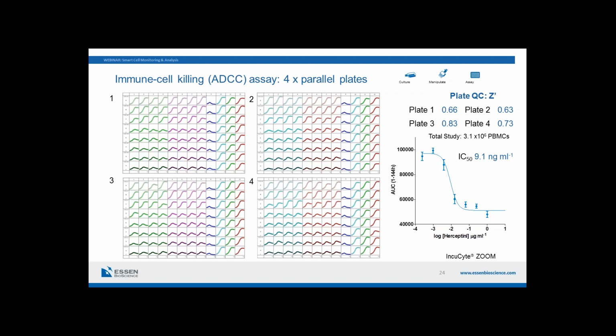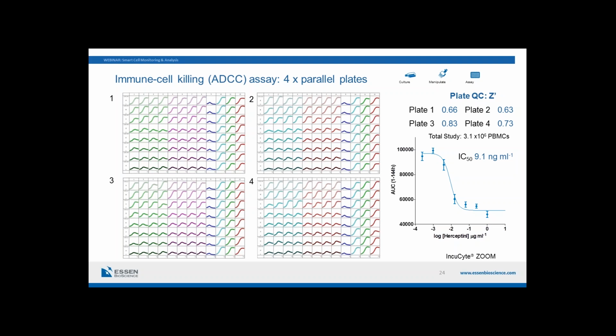The important values for the industrialists or the screeners in the audience are these plate QCs, their prime parameters measured from the high and low controls, which were all in excess of 0.6, illustrating highly precise and robust screening assays. We required only a small number of cells for the entire study. We had 3 million PBMCs for the entire study.